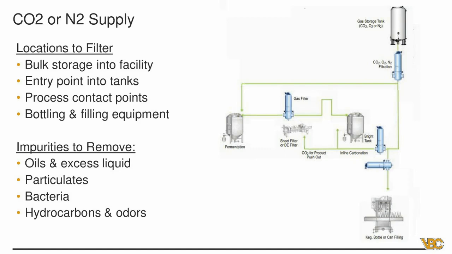Any other process contact points that you may have, if it's through a piece of equipment or in a bright tank or anything else, that's where you want to look. And then very similar to the air and oxygen, the bottling and filling equipment is where you're going to be looking at filters too, depending on how your facility is set up. In terms of impurities, very similar to the air and oxygen supply, really trying to remove oils and liquids that might be present in the CO2 supply, particulates, bacteria, and then hydrocarbons and possible odors that might be present in the gas supplies.